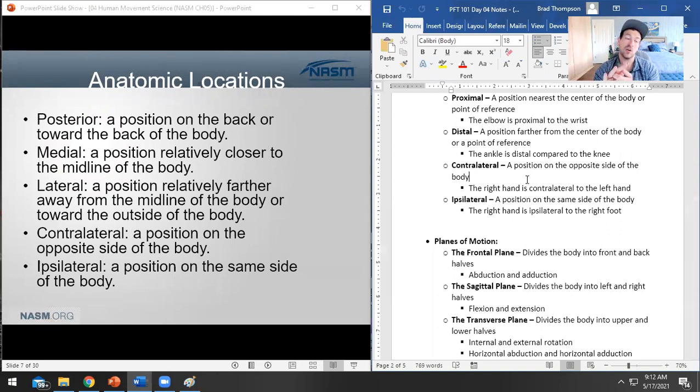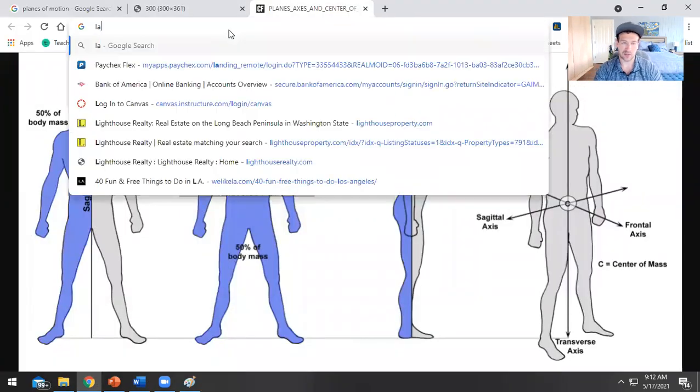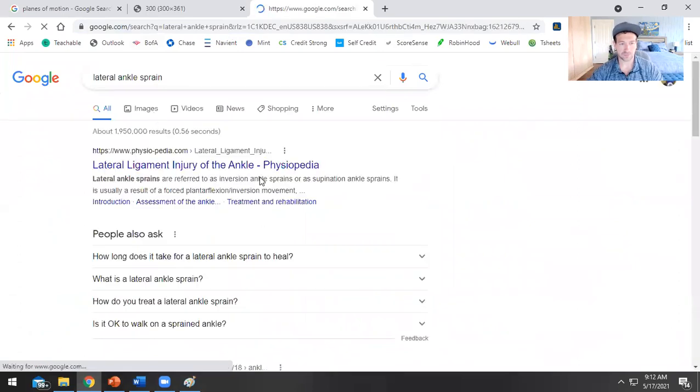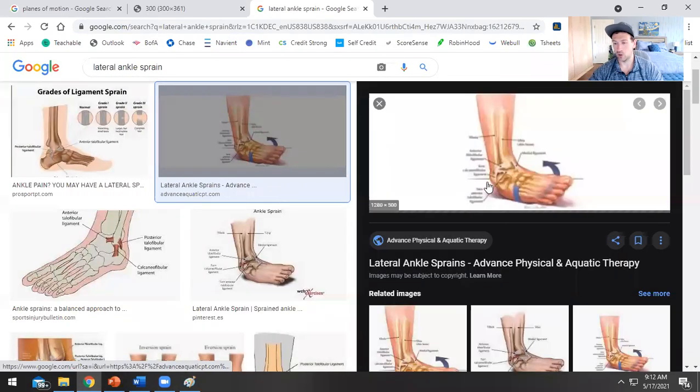For instance, we know that lateral ankle sprain, right, which would be an ankle sprain on the outside portion of the ankle, right, because lateral means further from the midline. So a lateral ankle sprain, which would be in these little ligaments right here. It would be from rolling the ankle like this and overstretching this ATL ligament. So let's say that happens.